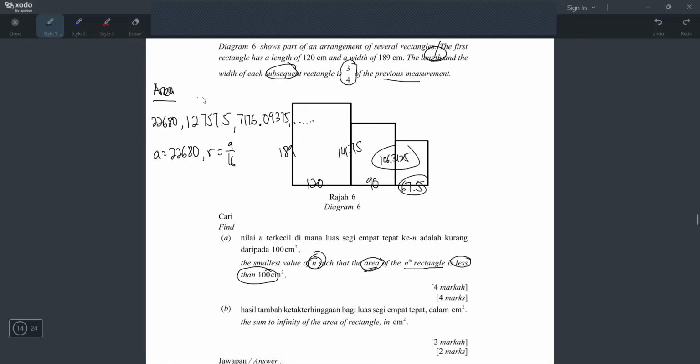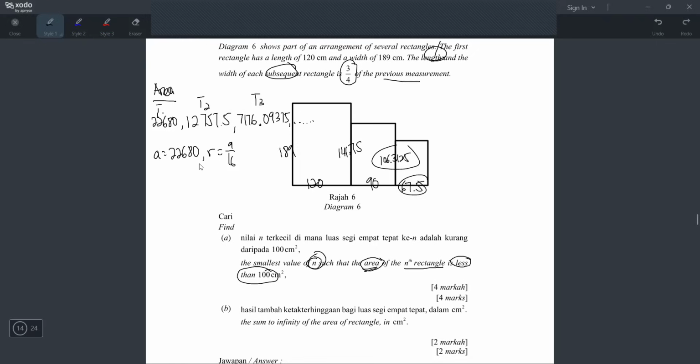Just now you took T2 over T1, right? And you get 9 over 16. Now you try taking T3 over T2 and see what you get. Let's press the calculator. 7176.09375 divided by 12757.5. Did you see that your calculator gives you the same answer, 9 over 16? So it means for sure this is geometric already, right? If T2 over T1 is not the same as T3 over T2, it means you did something wrong already. Maybe it's not geometric, maybe it's arithmetic, right? But since it's the same, now you know for sure it's geometric.